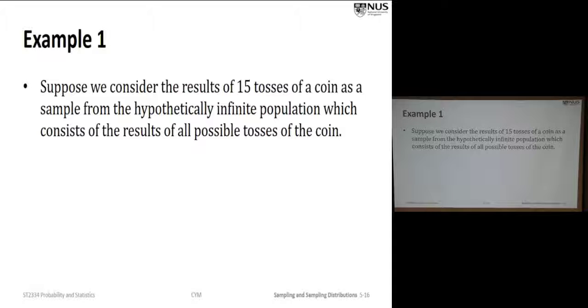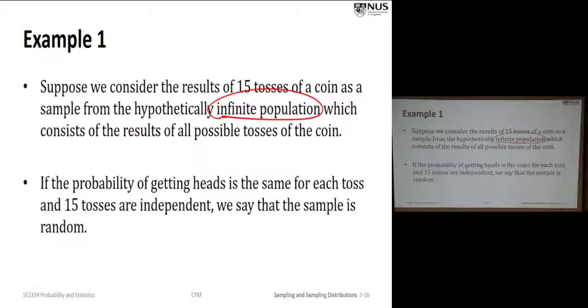So in this case, we have an infinite population. This infinite population consists of all the tosses of this coin. And we just take a subset, 15 of them. All right? So in this case, these 15 tosses of this coin are considered a sample. So if the probability of getting a head is the same for each toss, and also these 15 tosses are independent, then we say that the sample is a random sample.